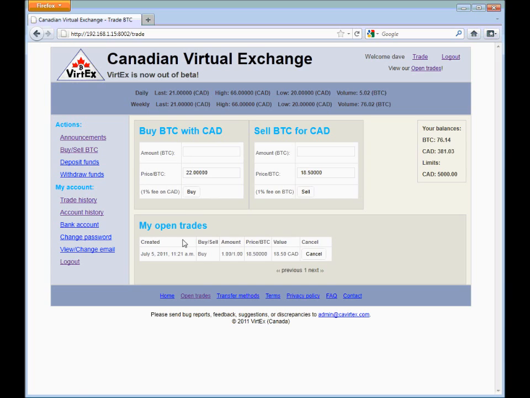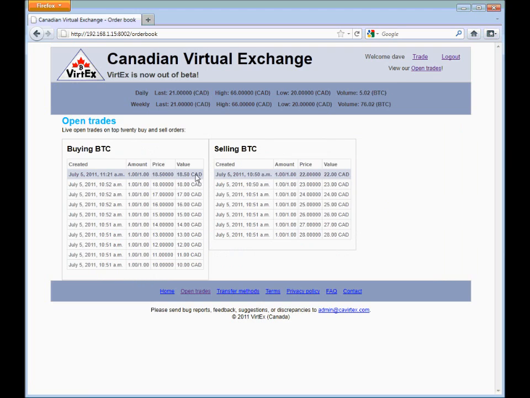Okay. Now you'll see an open trade on the bottom here. That means this is not filled. This is waiting for someone to take it. Let's go back to open trades, and now you can see that you are the top guy right here. You're on the upper left. You're the top guy that you are offering 1850.